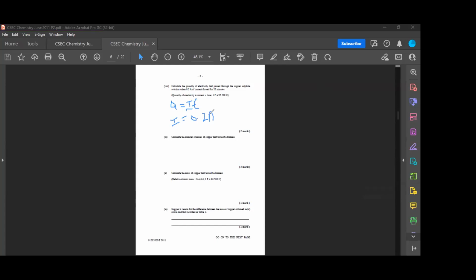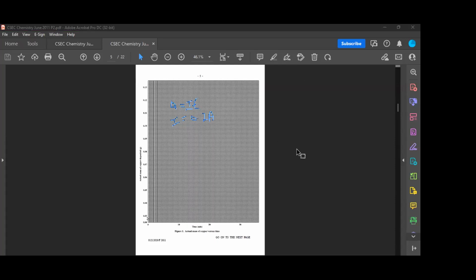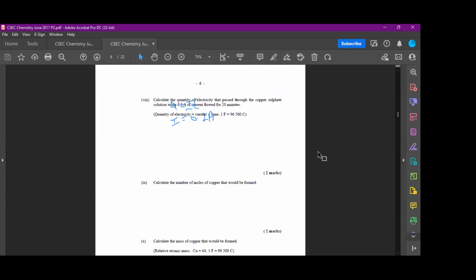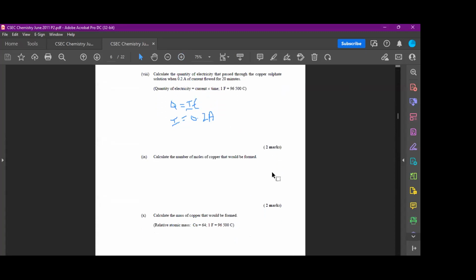Can I zoom in, please? Hold on, let me. And then, of course, time should be in seconds. So how do we calculate this time to seconds? 20 times 60.